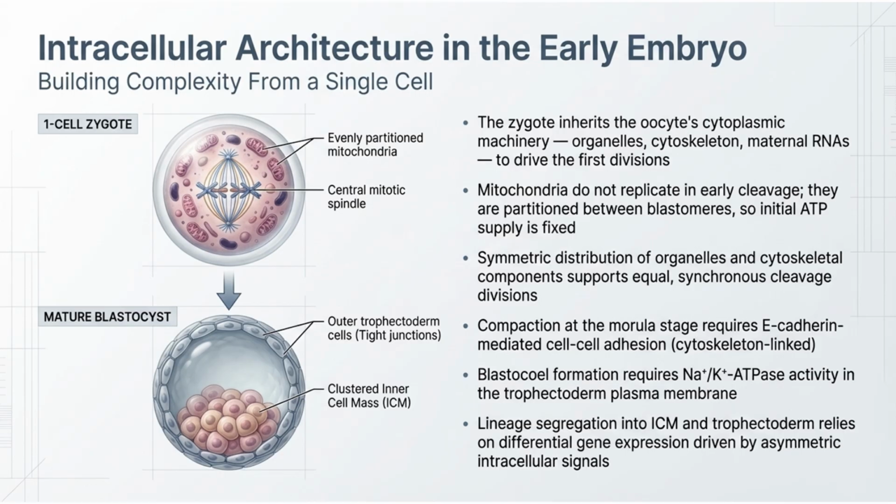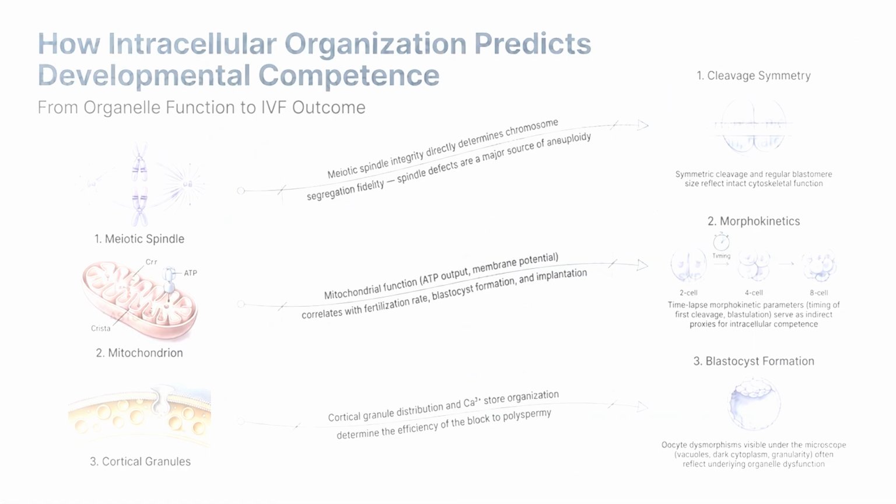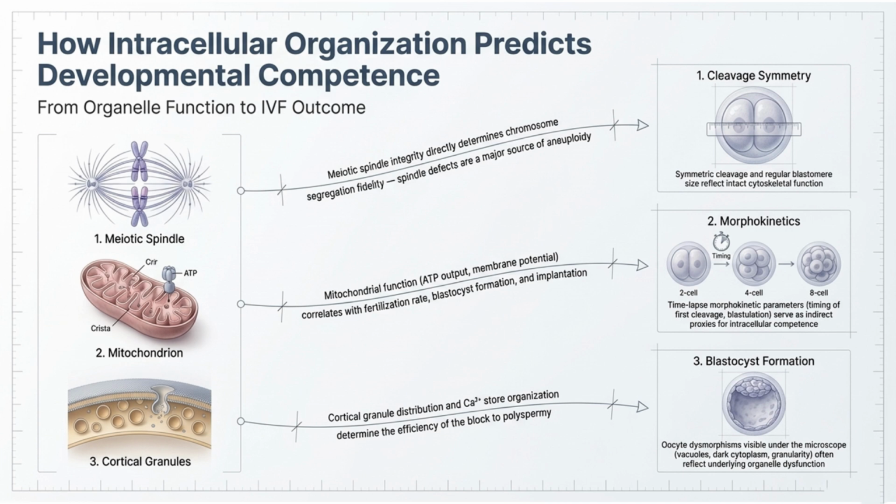With this mechanistic understanding in place, we can now make the critical clinical connection. How does intracellular organization predict developmental competence and in vitro fertilization outcomes? Here we arrive at the point where basic cell biology becomes directly actionable in the clinical laboratory. The question is this: what is the relationship between intracellular architecture and the outcomes we measure, fertilization rate, blastocyst formation, implantation, live birth? The answer is both direct and profound.